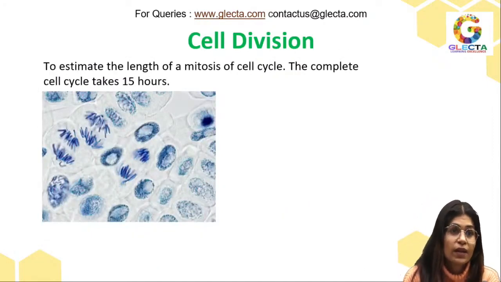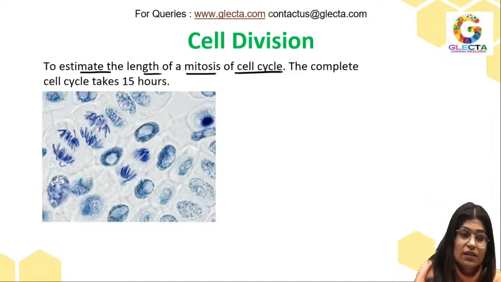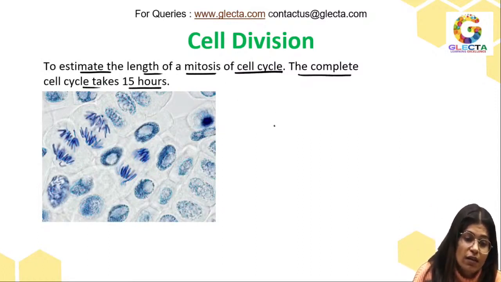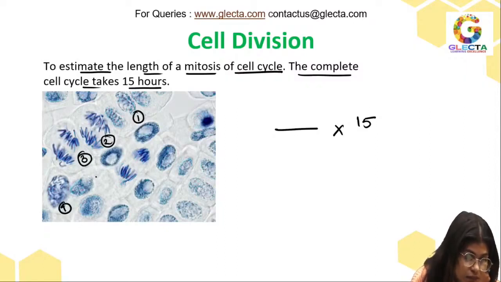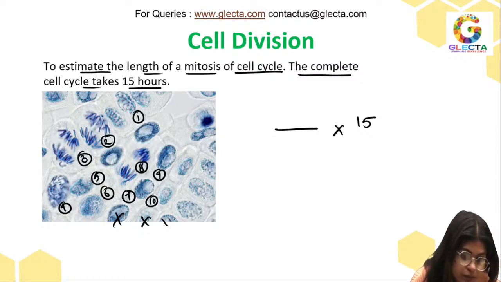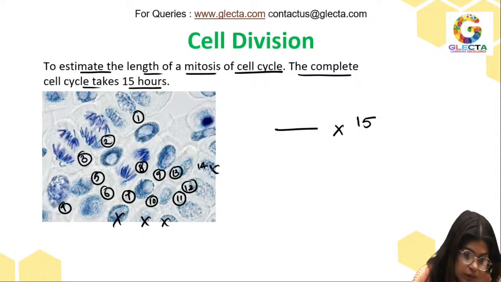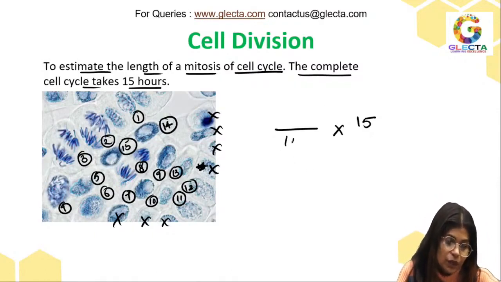Let's try and solve this question. We need to estimate the length of mitosis in the cell cycle. The complete cell cycle takes 15 hours. So whatever this ratio is, this one stays 15. Let's count the number of cells on the slide. So I have like 15 cells. So I'm going to write 15 here.